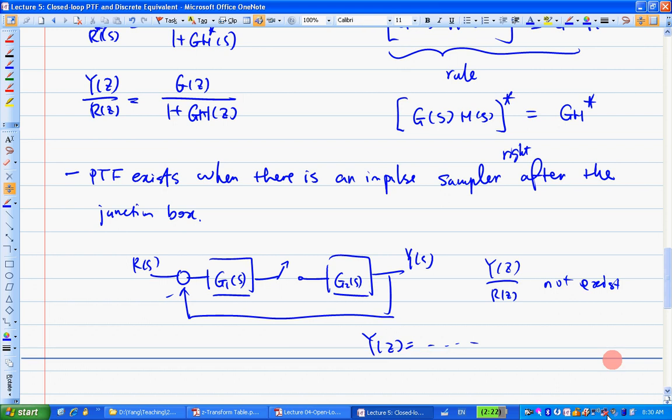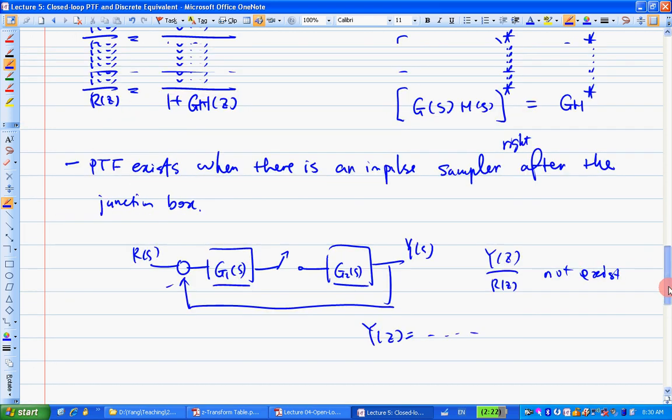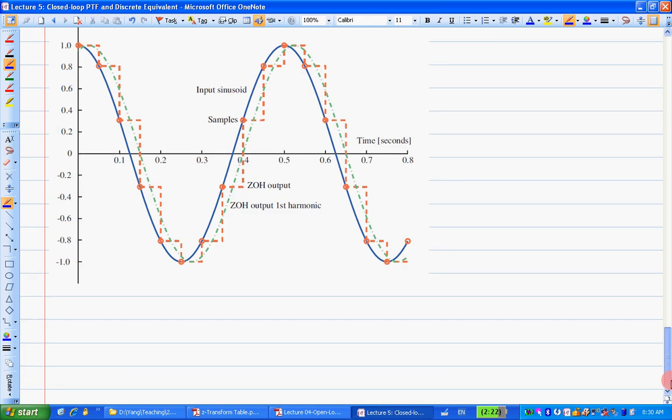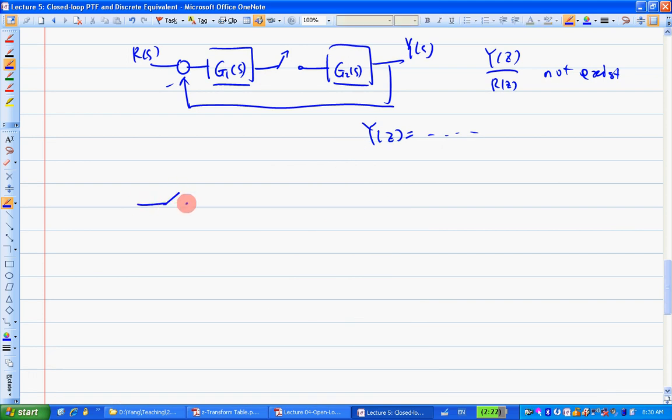Let's take a look at a simple example here. How about this G of S block: the zero order hold and 1 over S plus 1. Basically, this is example number 4 from lecture 4, the open loop one.